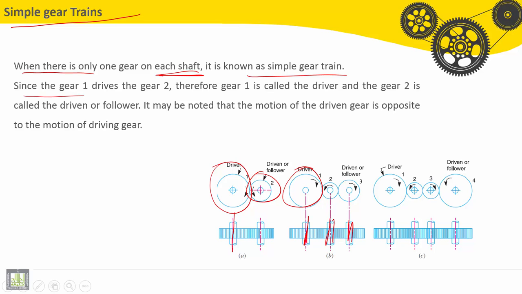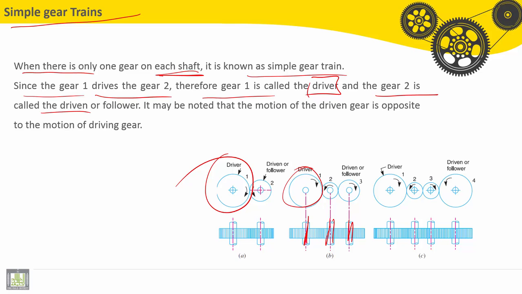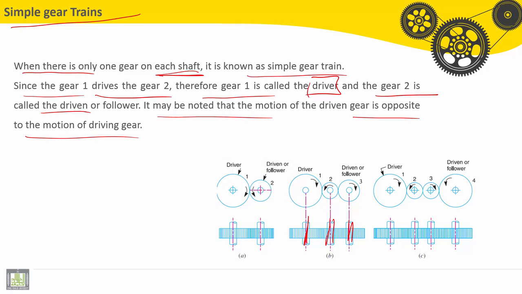So since the gear 1 here, for example, drives the gear 2, therefore gear 1 is called driver. The input here is called driver, and the gear 2 is called driven. This is the output or follower. It may be noted that the motion of the driven gear is opposite to the motion of the driver gear. We can see here the direction of rotation for gear 1. It is opposite the direction of rotation for gear 2.